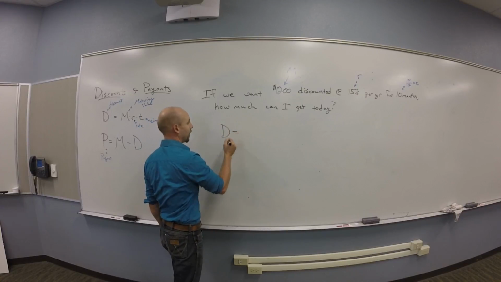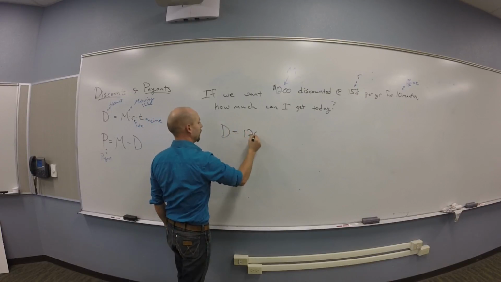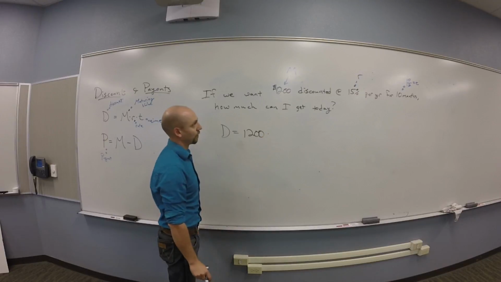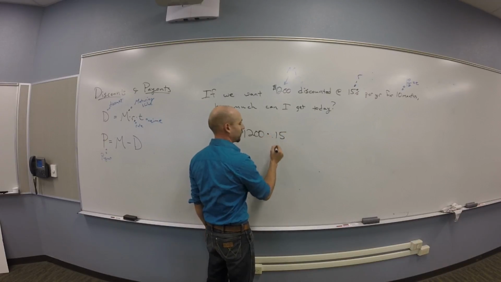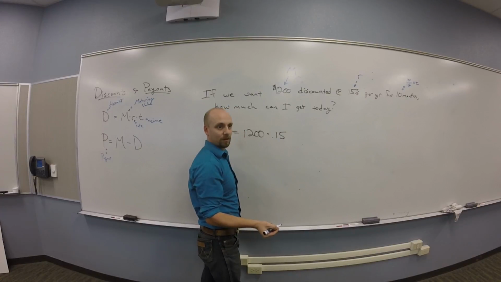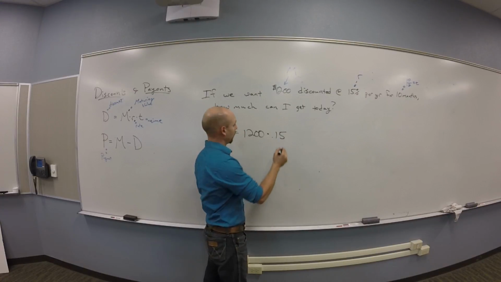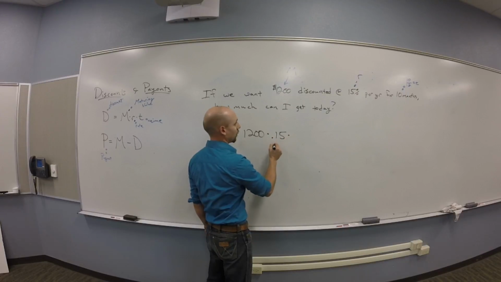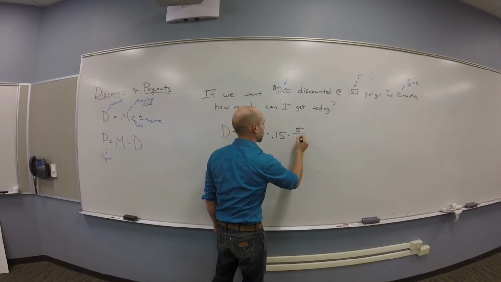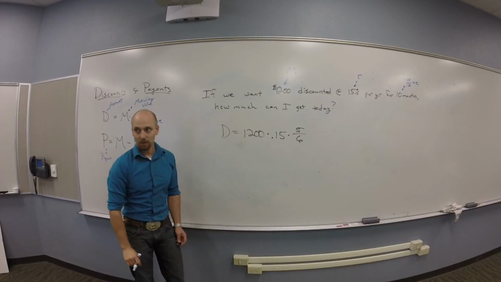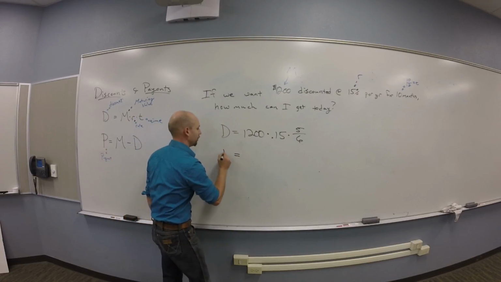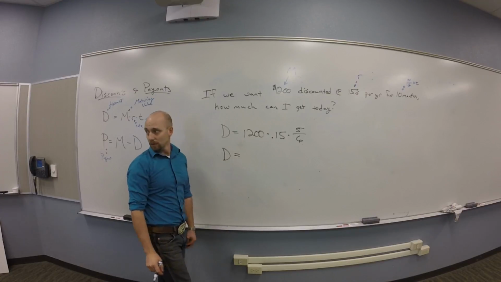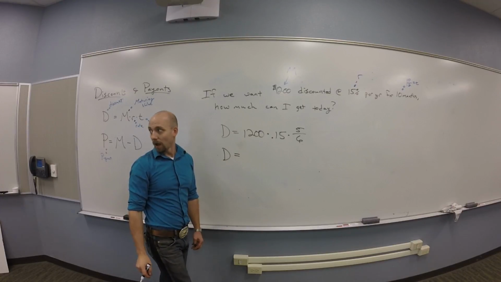Okay, so discount is 1,200 times 0.15. Very good. Remembering to convert to decimals. Times 10/12. So I think you get, what, 150 bucks out of this? Yeah.